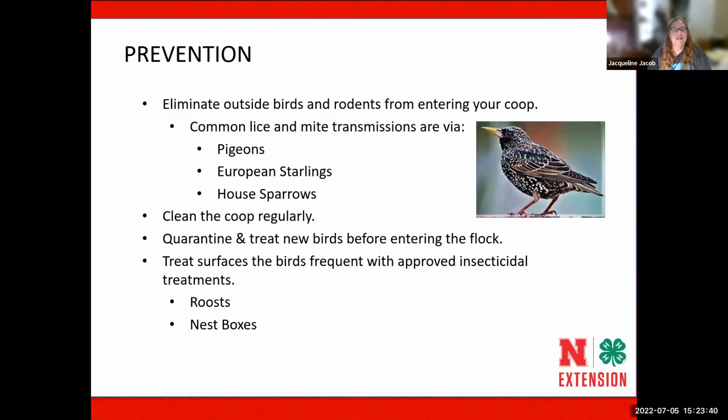Treat surfaces that the birds frequent with an approved insecticidal treatment. It includes the roost and the nest boxes. When it is time to clean out the poultry house, make sure you get all those crevices in the roost and nest box, as well as in the poultry house itself. If you have an infestation, you have to take out all the shavings and bring in new shavings after you've disinfected the house. So again, prevention is better than having to treat an outbreak.